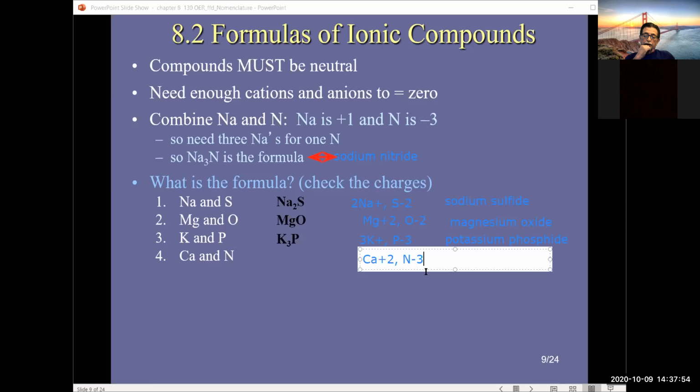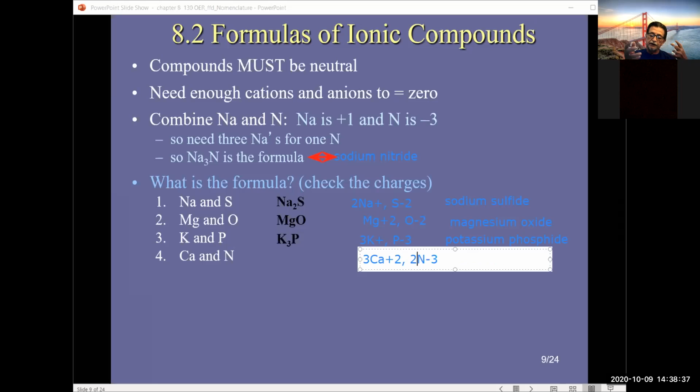6. I've got to put enough positives together with enough negatives so they cancel each other out. Would it not be 6? You sure would. Yeah, it's 6, because I would need 3 calciums, right? Which gives me a total of +6. And I would need 2 nitrides. Wouldn't that give me a total of -6? And so now I've found how many of each I need to cancel out the total charge.